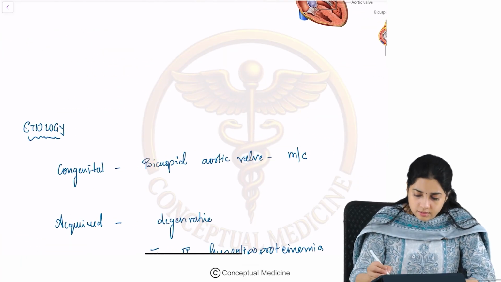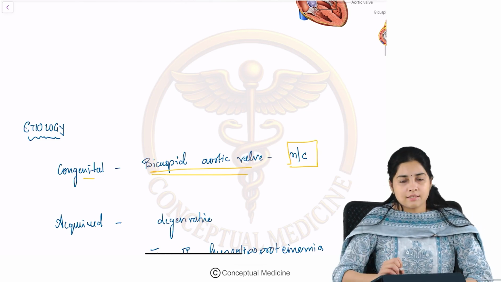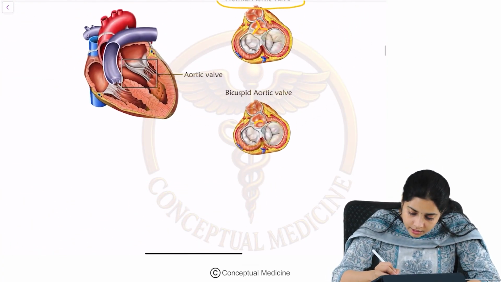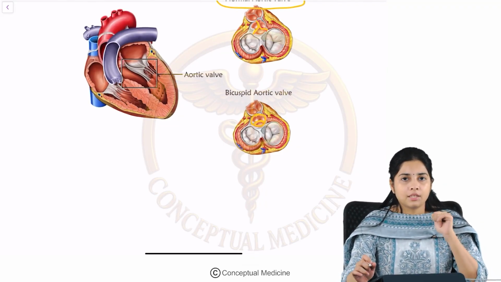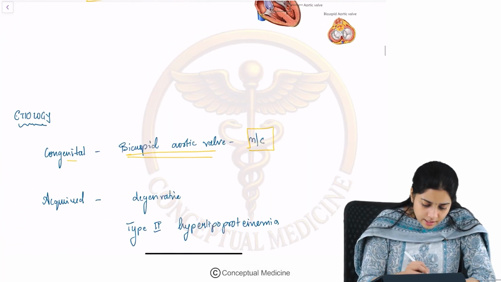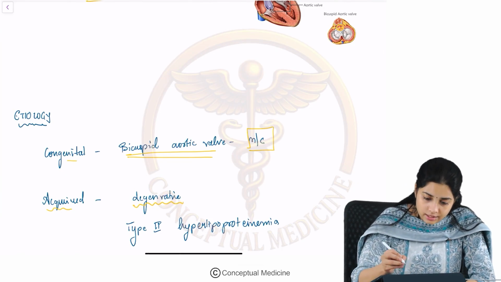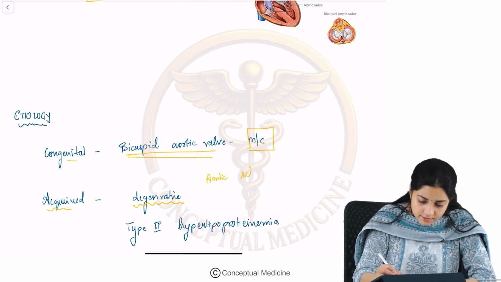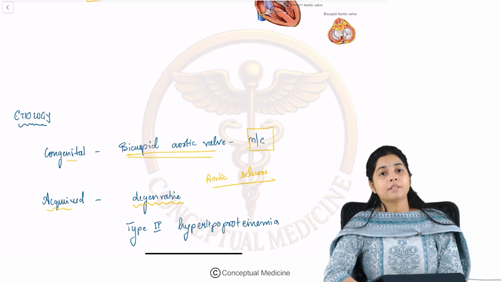Congenital: the most common cause of aortic stenosis is the bicuspid aortic valve. Can you see here that there are only two cusps? This results in a bicuspid aortic valve, and this results in AS. Second, the acquired cause. It can be because of degeneration. This degenerative cause is what we call aortic sclerosis.